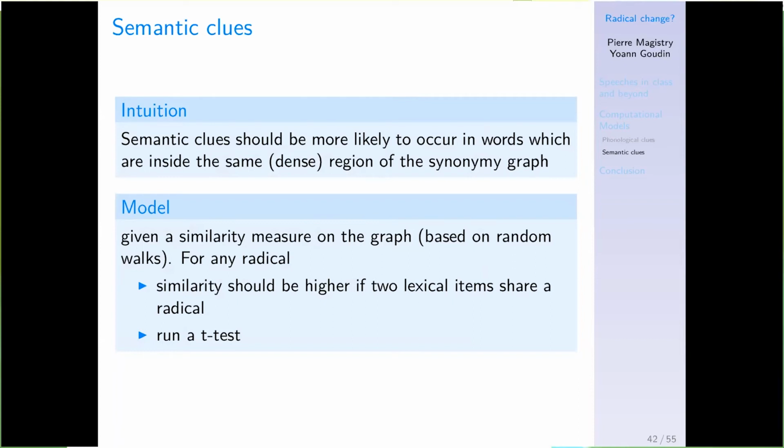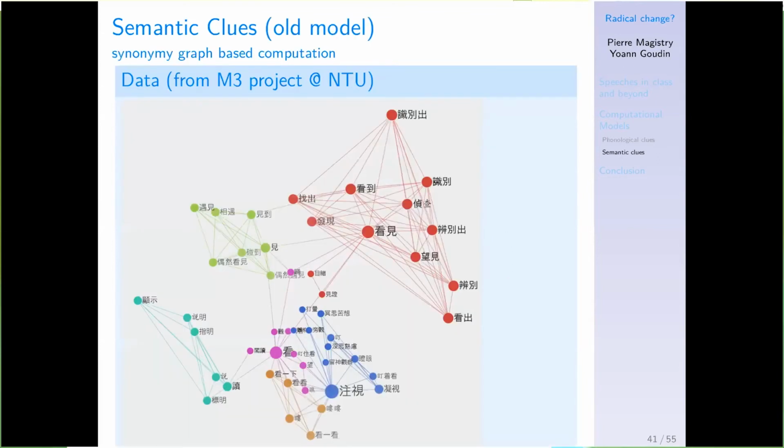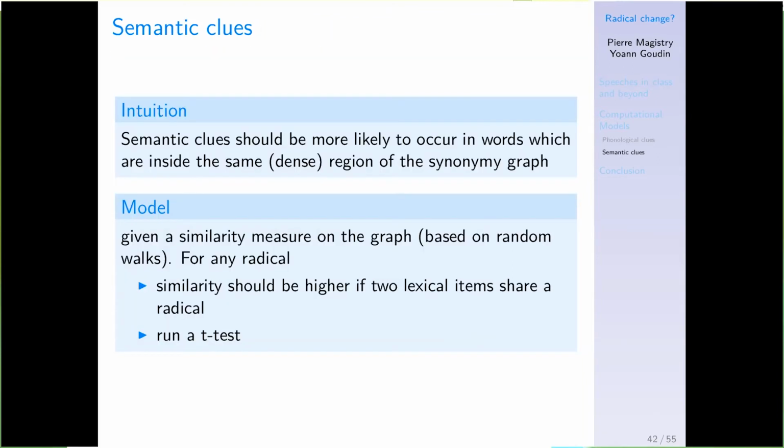So the main idea is that if the radical is bringing some meaning to the sinograms and the words it occurs in, then if you look at the distance in this graph, the distance between words that share the same radicals should be smaller, and significantly smaller than the distance between two random words. And so we can easily build that model and do some statistical testing to sort all this.